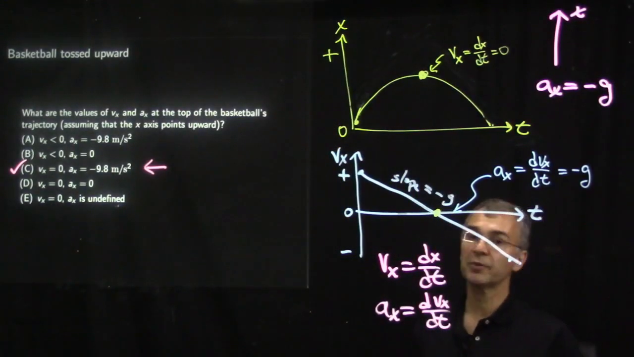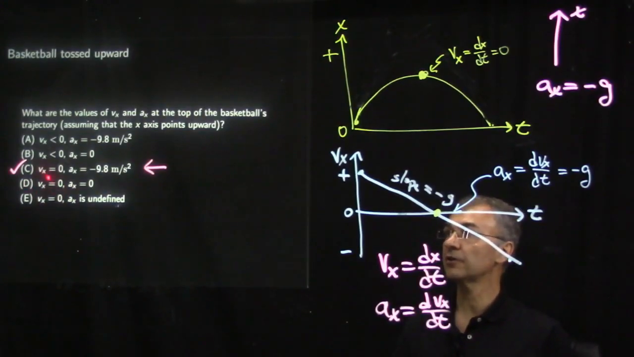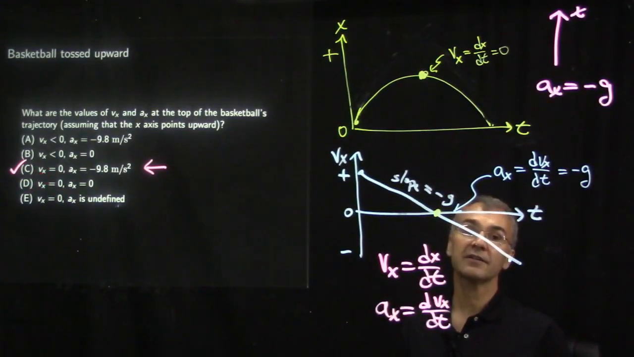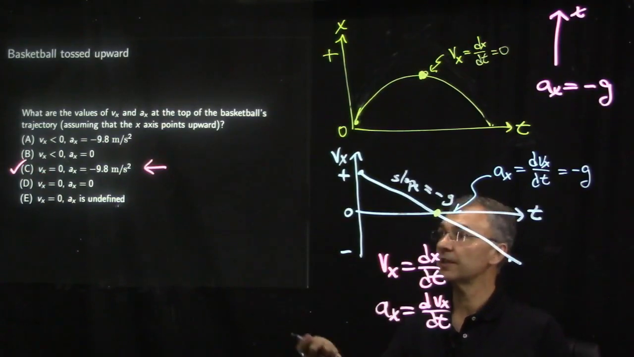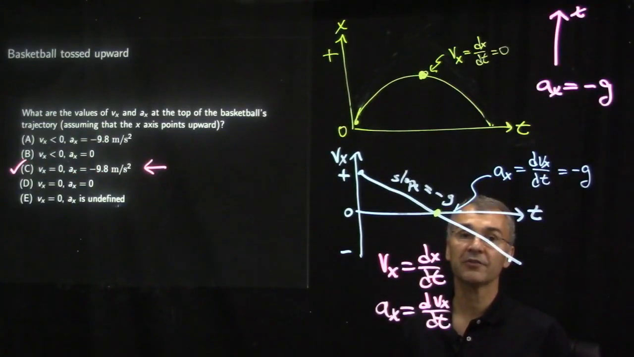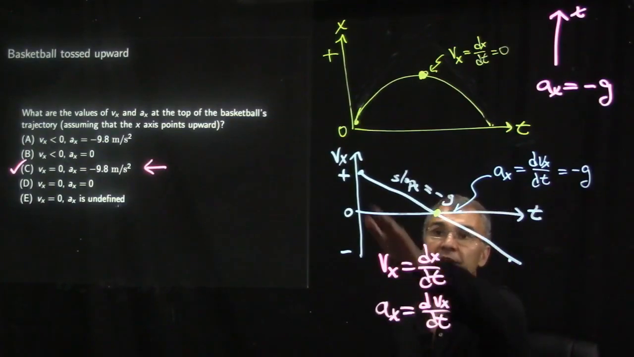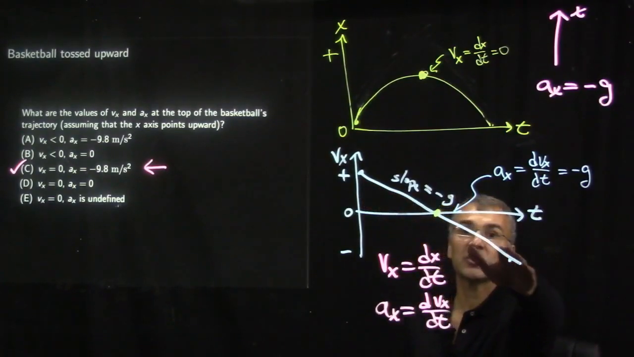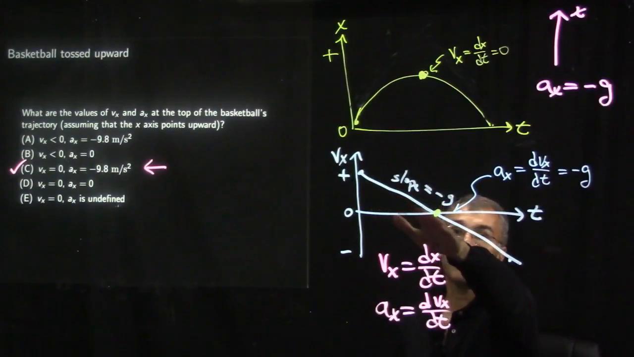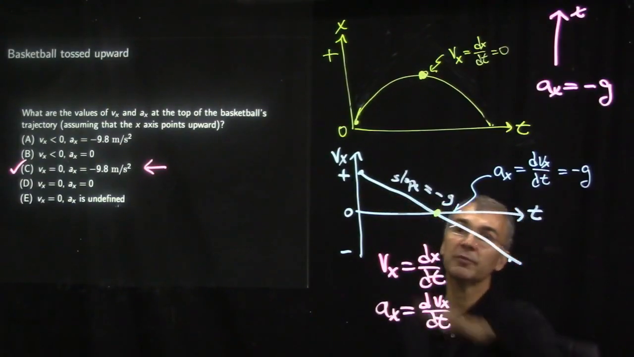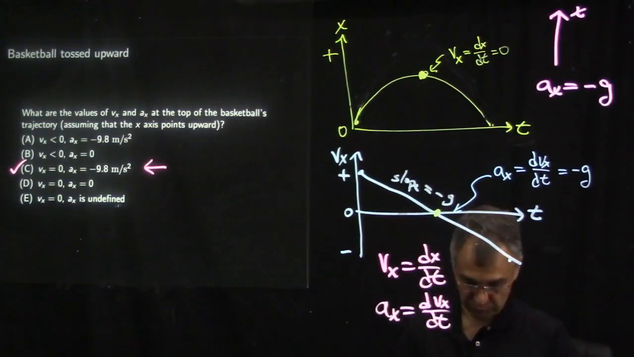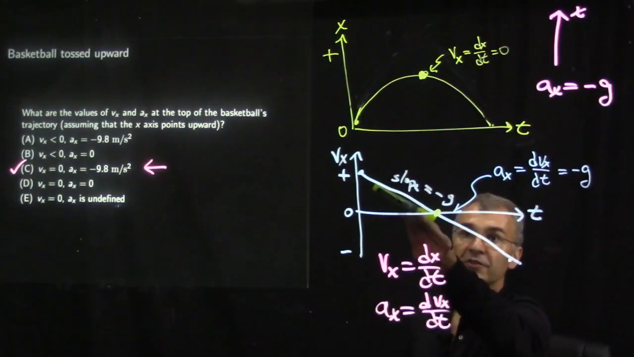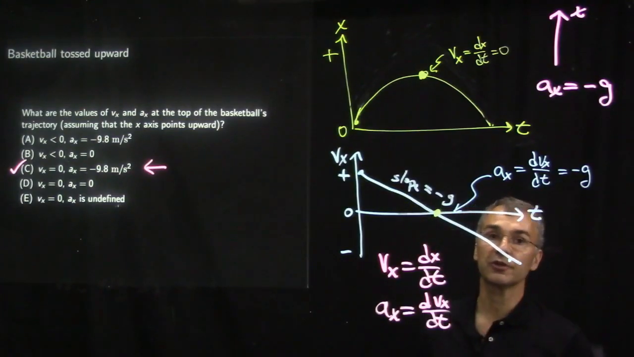Charlie: v sub x equals 0 because it's at a local maximum in position, but a sub x is minus 9.8 meters per second squared because it's still acting under Earth's gravity. The slope of this v sub x versus t curve has not changed. The value of the curve passed through 0, but the slope doesn't change. The slope just before this is the same as the slope just after this. It's just that the curve happens to pass through 0.